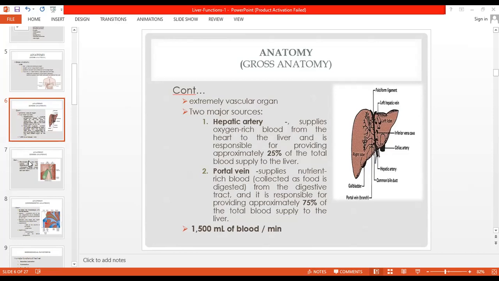So from the sinusoid, blood flows to the central canal or central vein of each lobule. It is through the central canal that blood leaves the liver, and approximately 1,500 ml of blood passes through the liver per minute. So the liver is drained by a collecting system of veins that empties into the hepatic veins and ultimately into the inferior vena cava. Next.